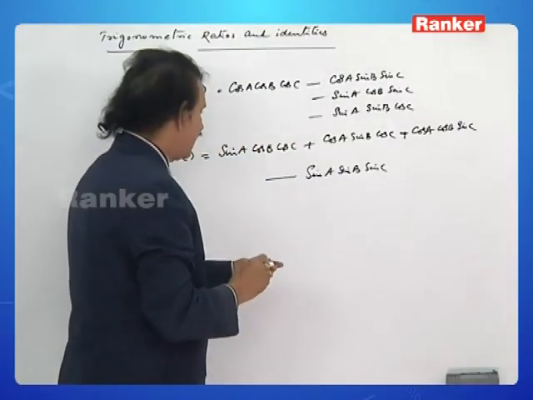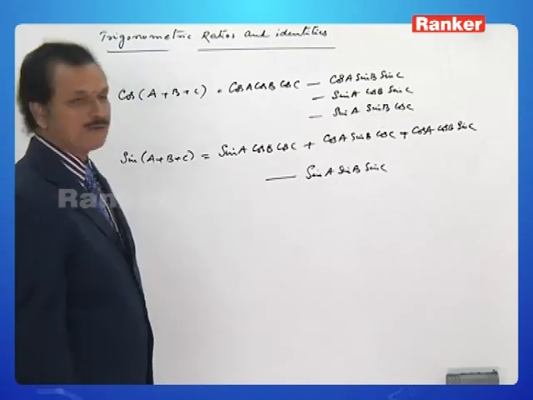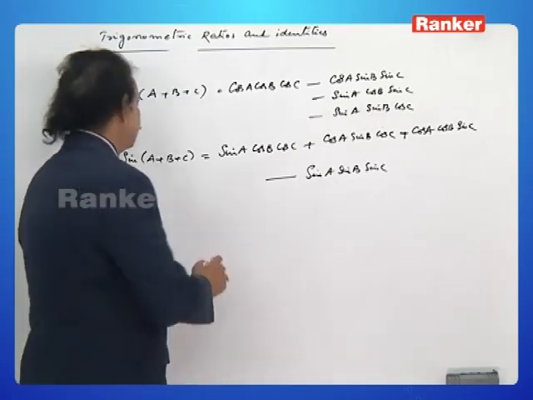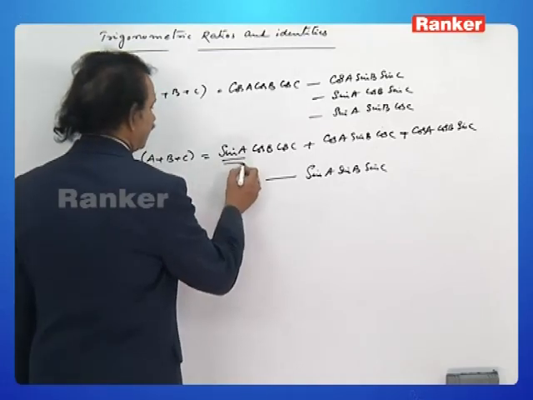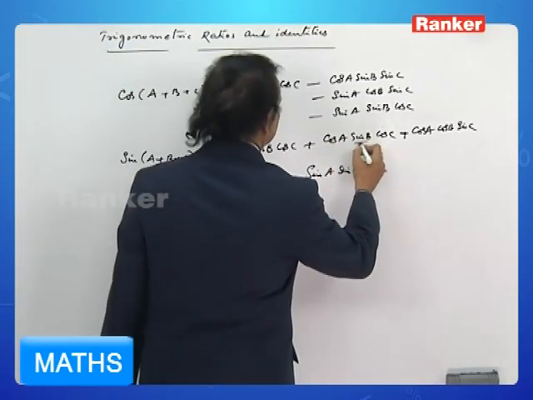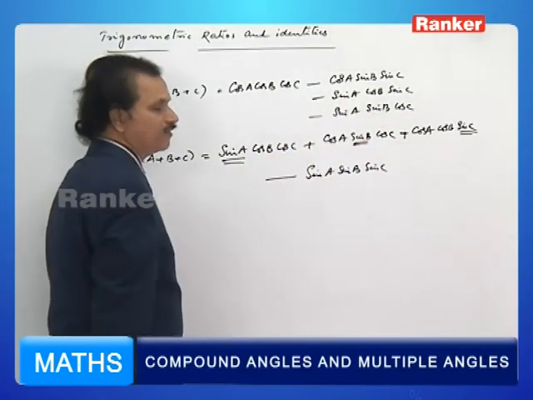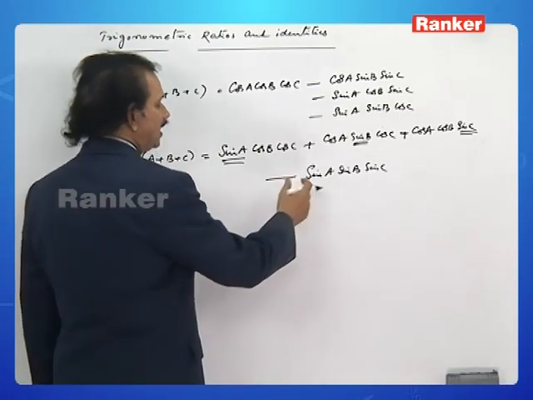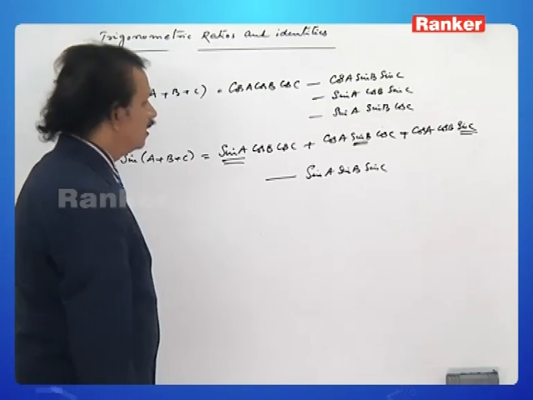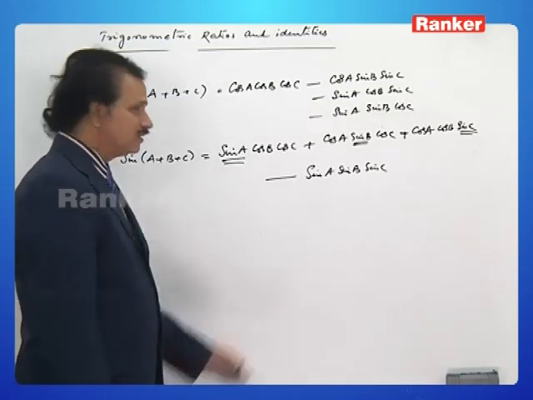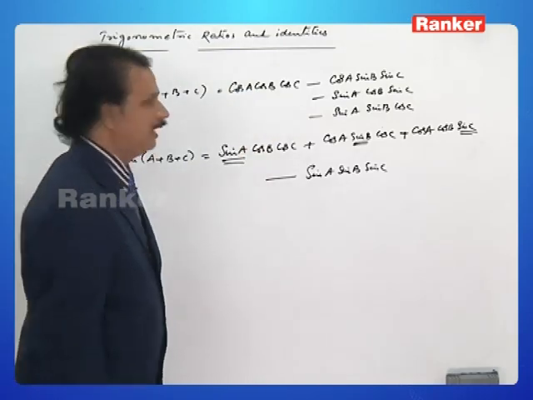You have a comparative observation between these two formulae. In sin of a plus b plus c, the first one is sin a, the second one is sin b, the third one is sin c, and the remaining are cosine functions. The last term contains all sine functions. The similarity is that such terms will also exist here, of course with a minus sign.